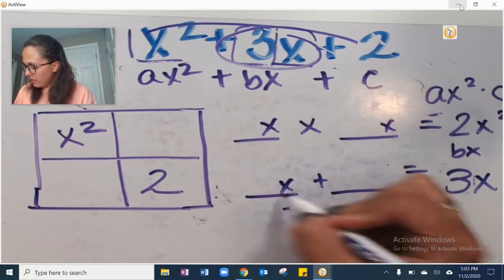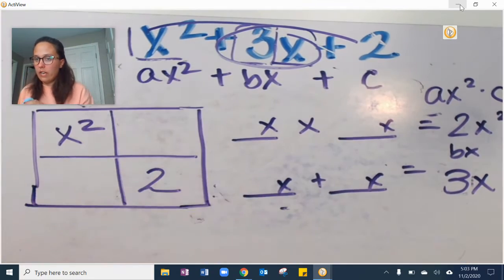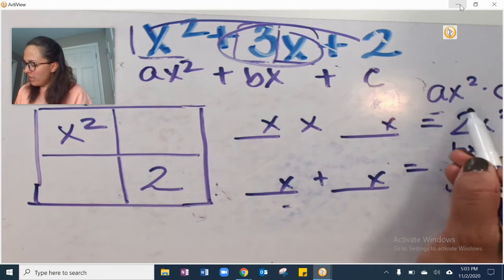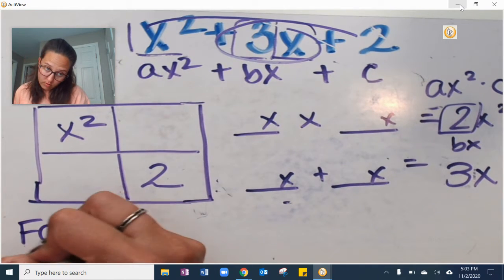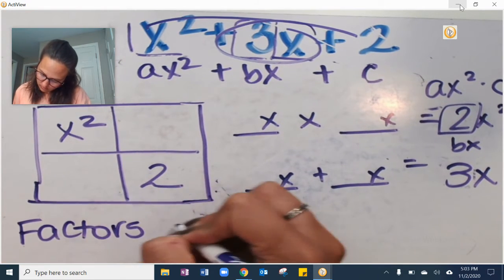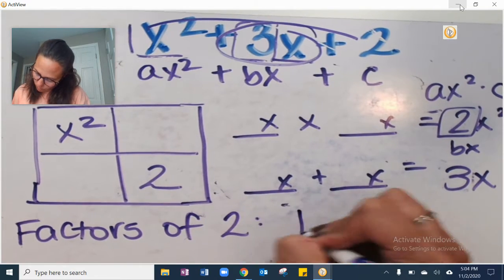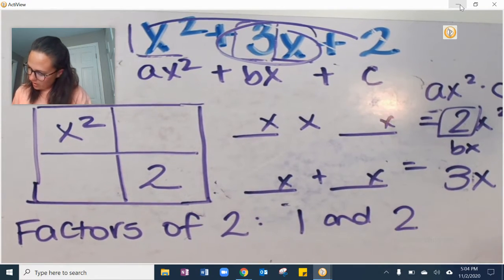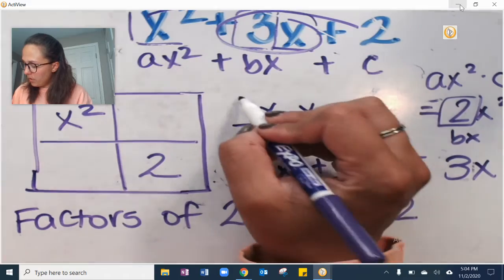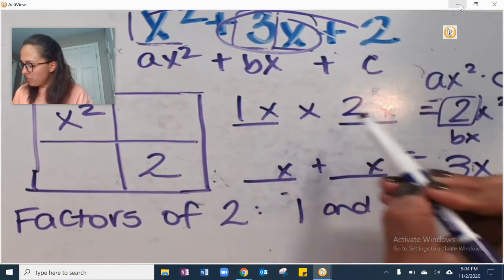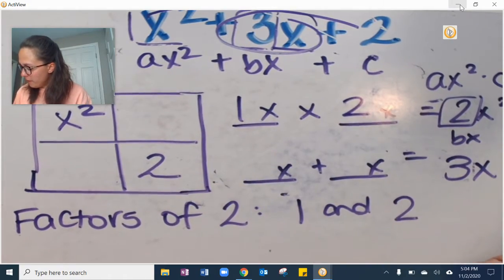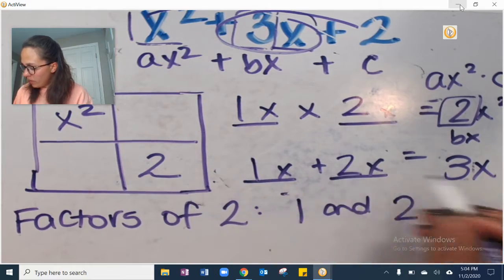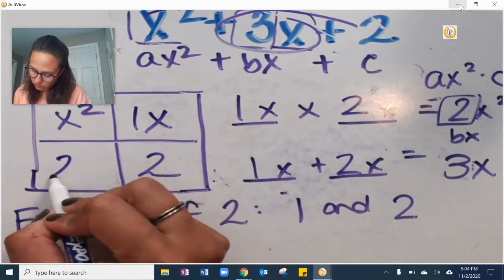We know it's going to have x's in it, so I'll just go ahead and write those in right now. So we have to find the factors of 2, which are 1 and 2, which is easy enough. So it'll be 1x times 2x. 1 times 2 is 2. X times x is x squared. And then 1x plus 2x is 3x.